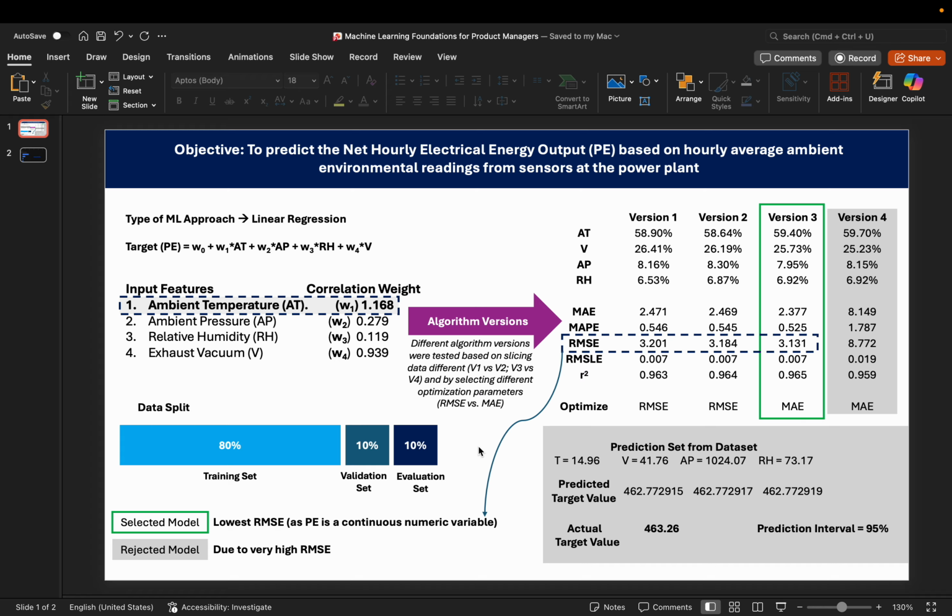As you see, given how close the root mean squared error for the three versions is, the predicted target value was basically in the range of 0.000002. So all three versions pretty much operate at the same level of prediction interval of 95%. But given the lowest root mean squared error of 3.131, I chose version 3 as the selected model.